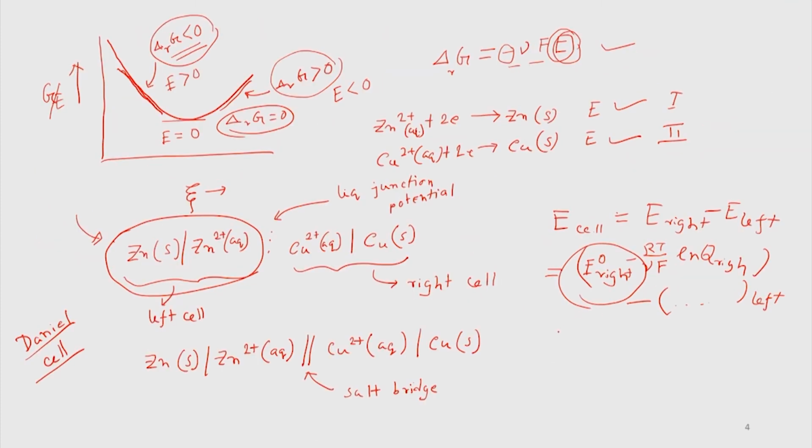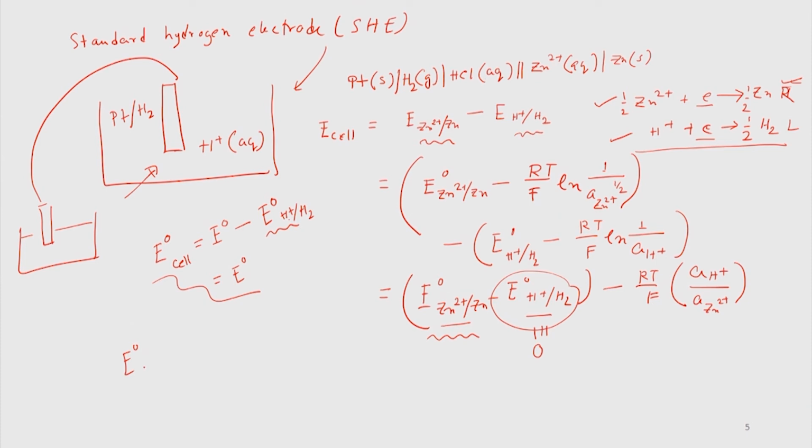Now, in order to do what we discussed in the earlier slide, that is, how will you measure E right minus E left, where the right was copper and the left was zinc, what we have to do is bring this zinc 2 plus zinc cell and measure the E0 with respect to the standard hydrogen electrode. Similarly, we bring the copper 2 plus copper, measure the E0 with respect to the standard hydrogen electrode, and then we can take the difference, which in this case will be E0 copper 2 plus copper minus E0 zinc 2 plus zinc.